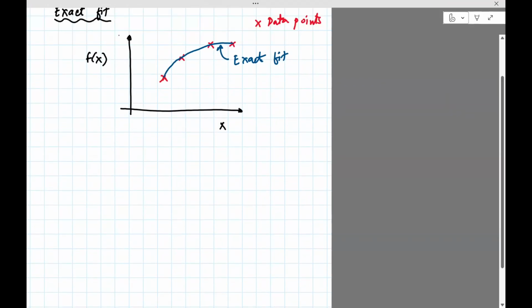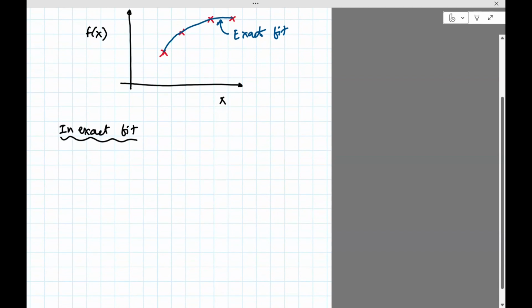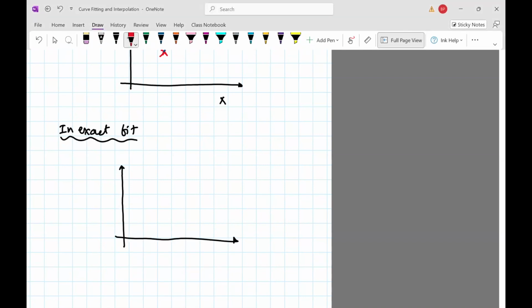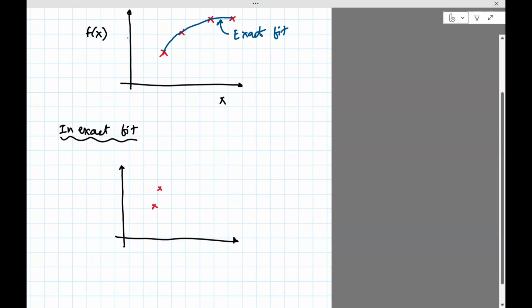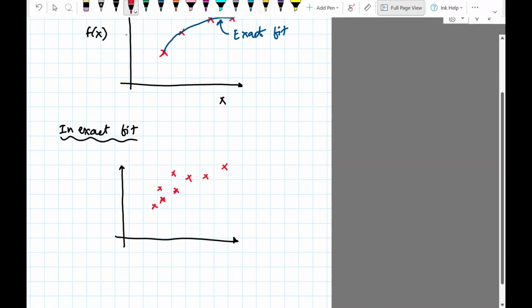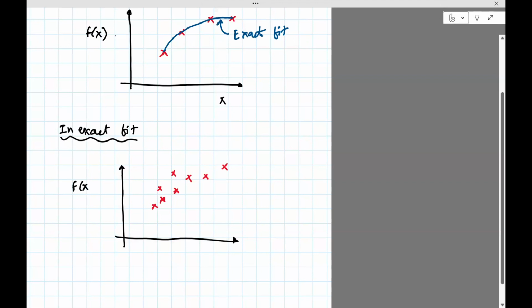There's also an inexact fit. So now I'm going to throw in more data here. So there is an underlying function f of x we need to find.